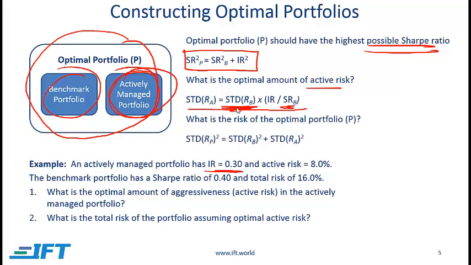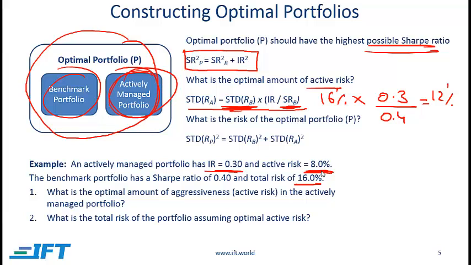So given these numbers, what is the optimal amount of active risk? Just plugging in the numbers, we have the standard deviation of benchmark returns, that's 16%. So this will be 16% multiplied by the information ratio of 0.3 divided by the Sharpe ratio of the benchmark, 0.4. So this gives us 12%. The optimal active risk is 12%, which is more than the active risk that is currently being taken.